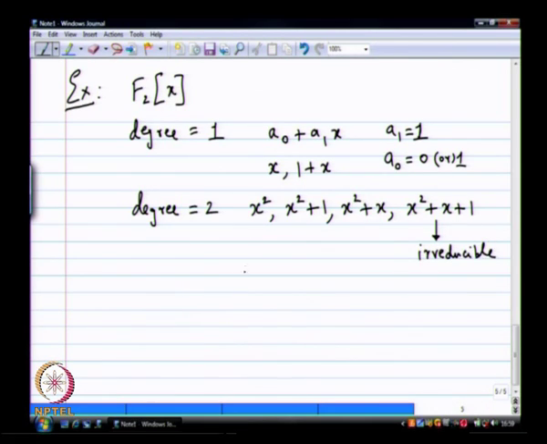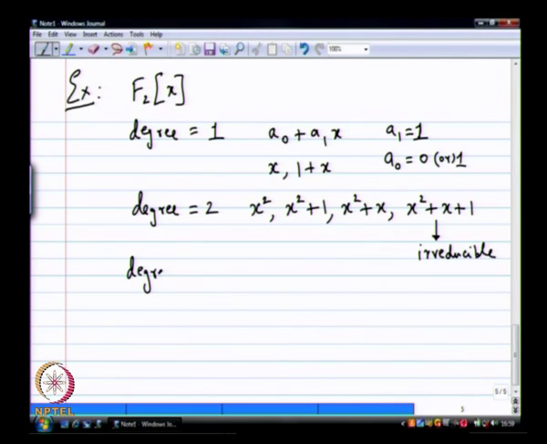Everything else is reducible. You can also find the factors very easily, but another check is to see if there are roots. So, x equals 0 is a root here, x equals 1 is a root here, and x equals 0 and 1 are roots here. So, that is something that you can do.